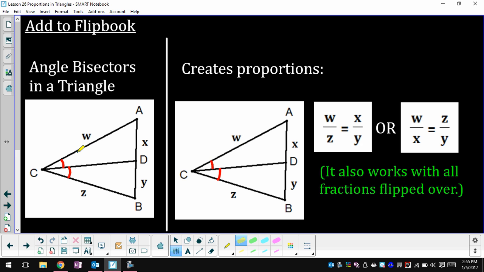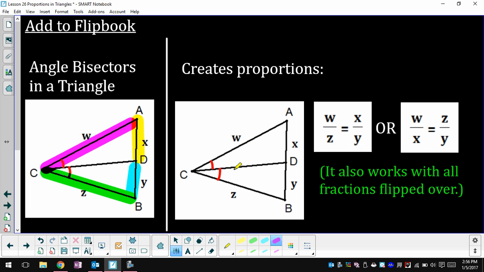And so it takes the three sides that we had and it cuts one of them into two pieces. And then we have the other two sides still remaining intact. But we have four segments now. Two original sides and one side that's broken into two smaller segments. And so if we look at their lengths, we have this relationship that exists. We create a proportion. A proportion is two fractions that are equal to each other.